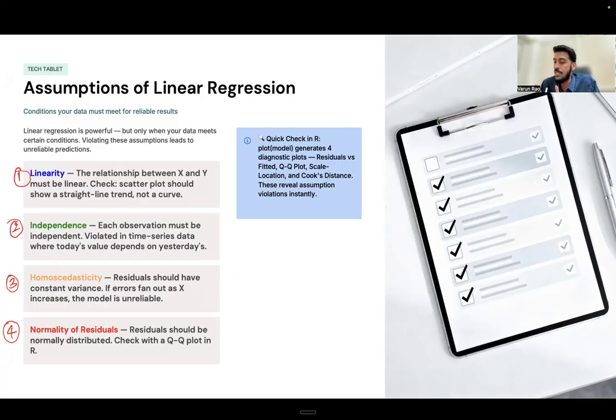To check this normality of error or normality of residuals, there is something called a QQ plot, a quartile plot. And this plot is very commonly used in R. It is used to check the normality of residuals.